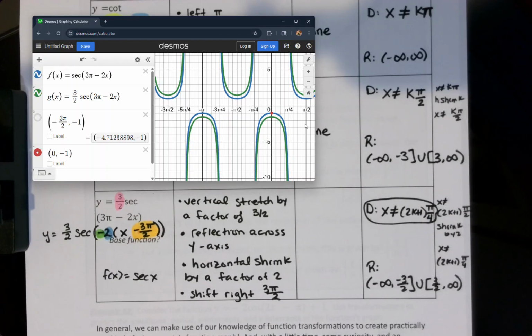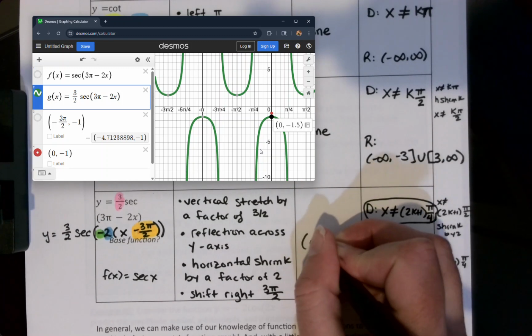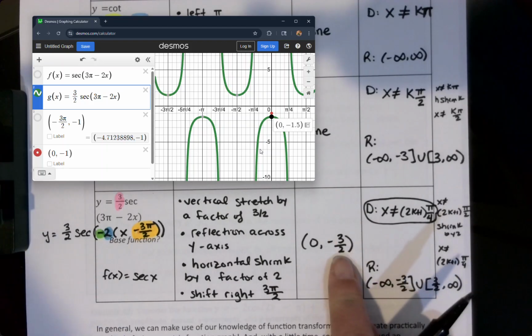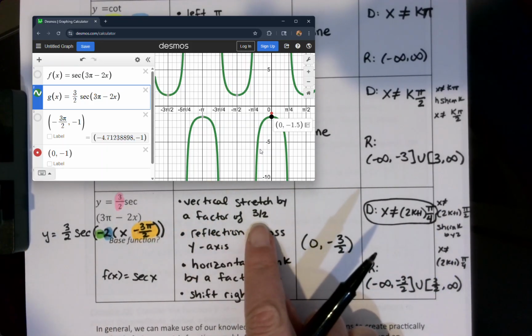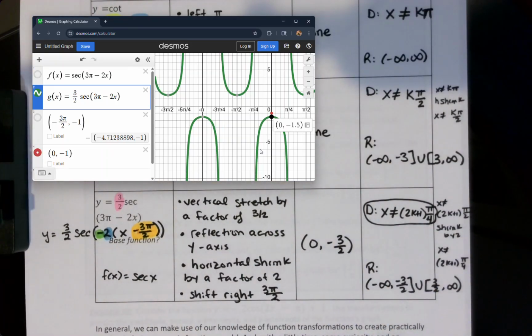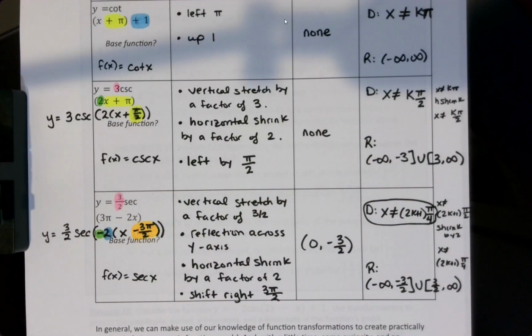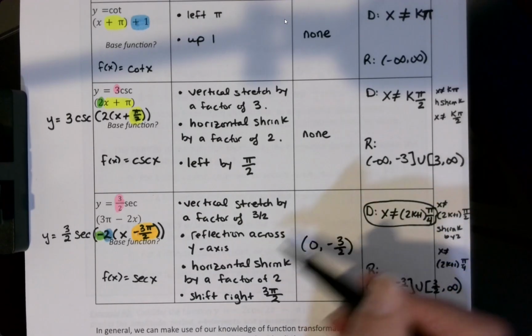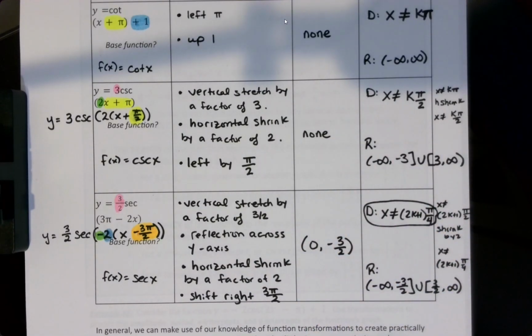And the location of the y-intercept, there is one. The y-intercept formerly was at 0, -1 until we did the vertical stretch. So now it is at 0, -3 halves, or -1.5. I'm going to use the fractional form because it was given that way in my question. Okay, so we have all of our transformations, and if we look at them one at a time, we can see their effects on the domain, the range, and the location of the y-intercept.